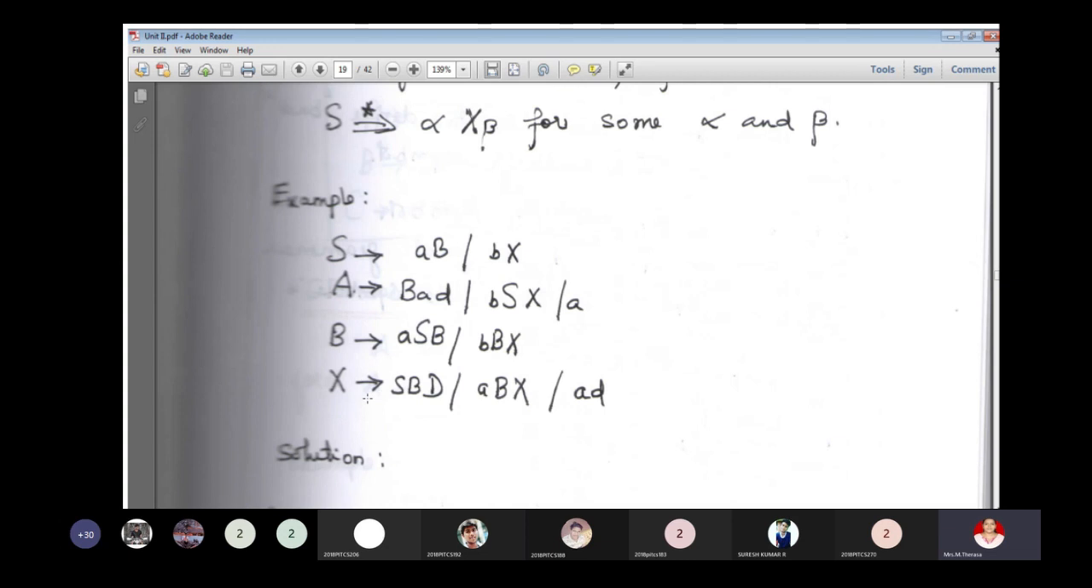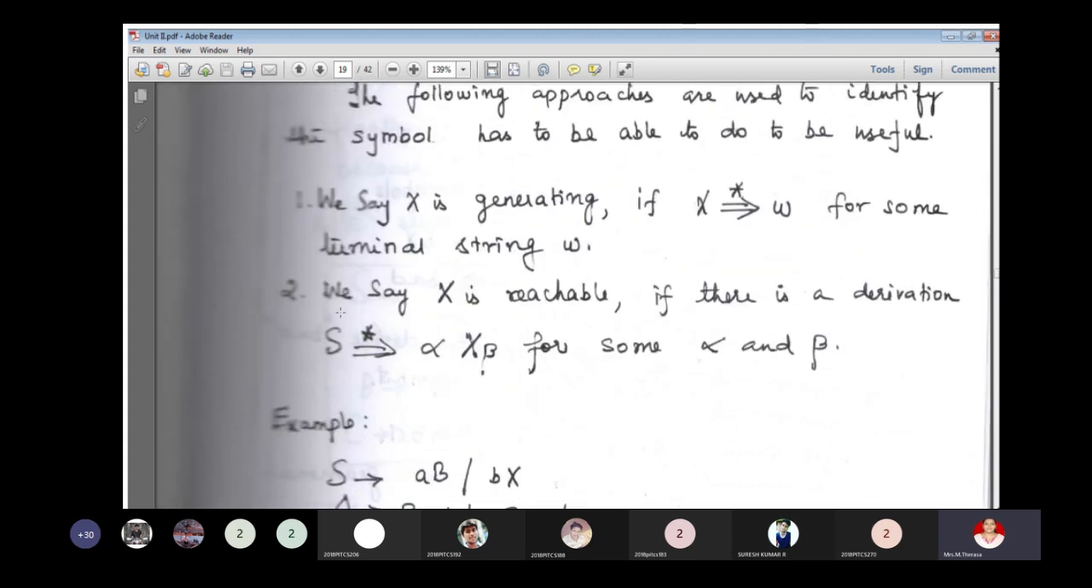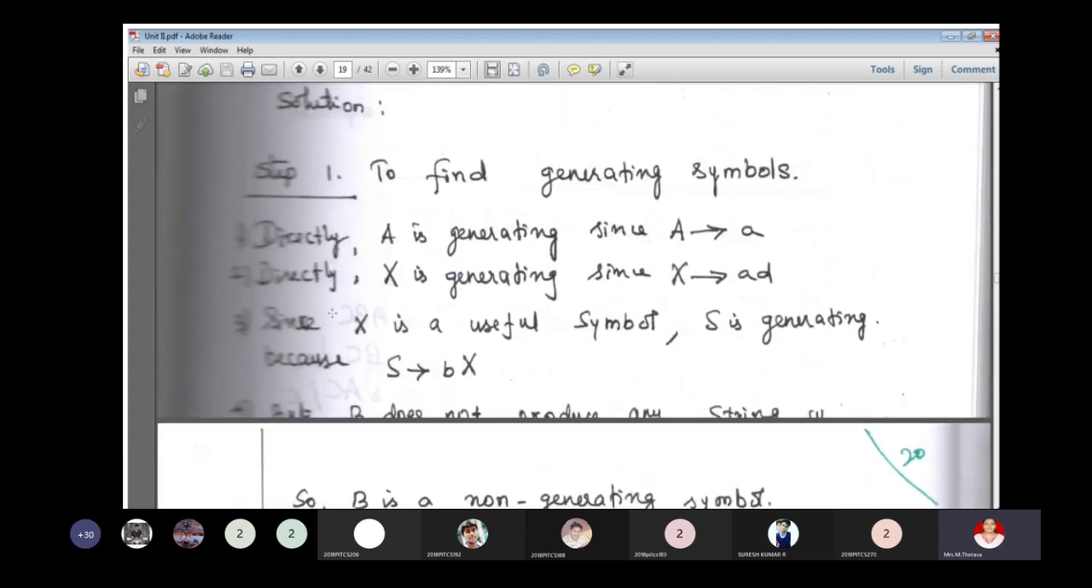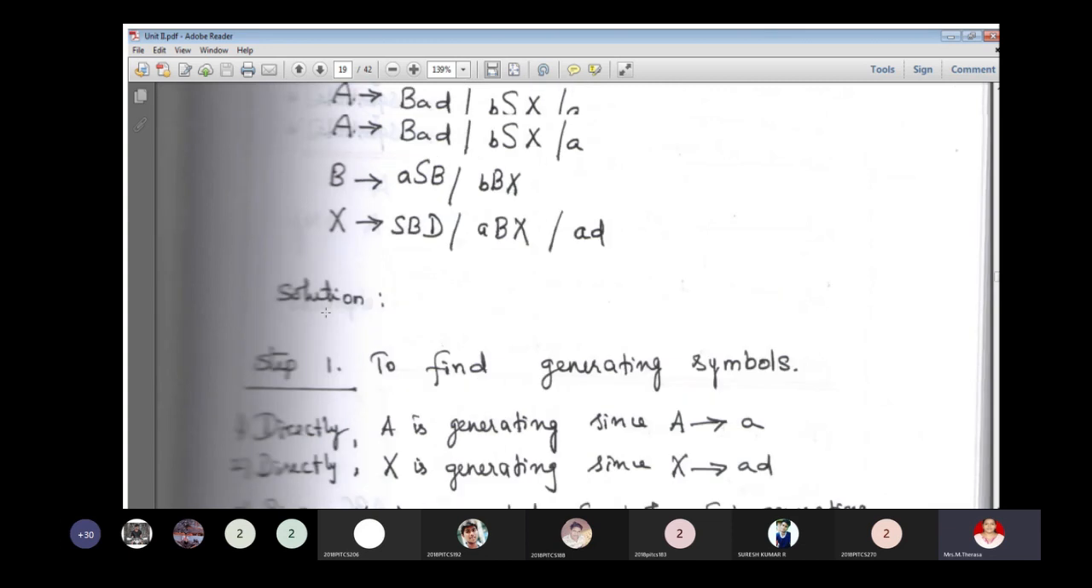So here you are given a production rule. It consists of some set of variables and terminals. So what are the variables you have? S, A, B, X, and also you have a non-terminal D. A and B are two terminals, and also you have D, isn't it? So you have some set of variables and terminals. Now you are asked to identify and eliminate the useless symbols. Clear? See, what is the first step? You have to find out the generating symbols. Okay, so A is generating.